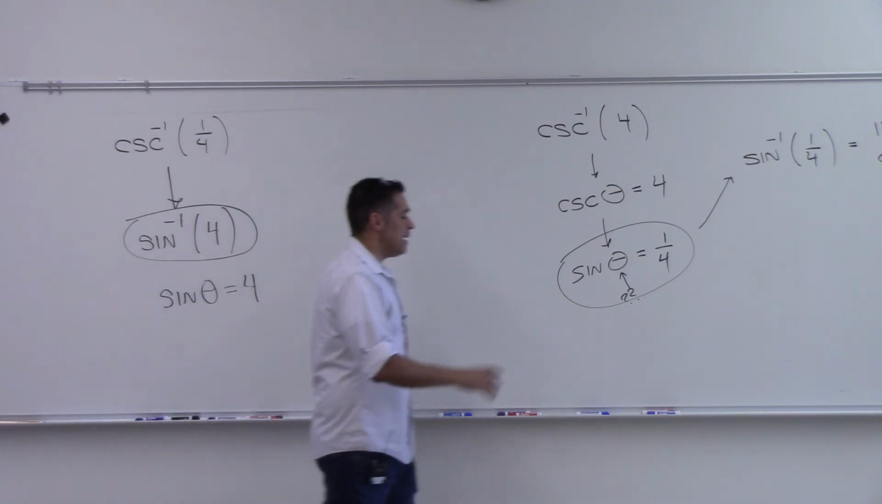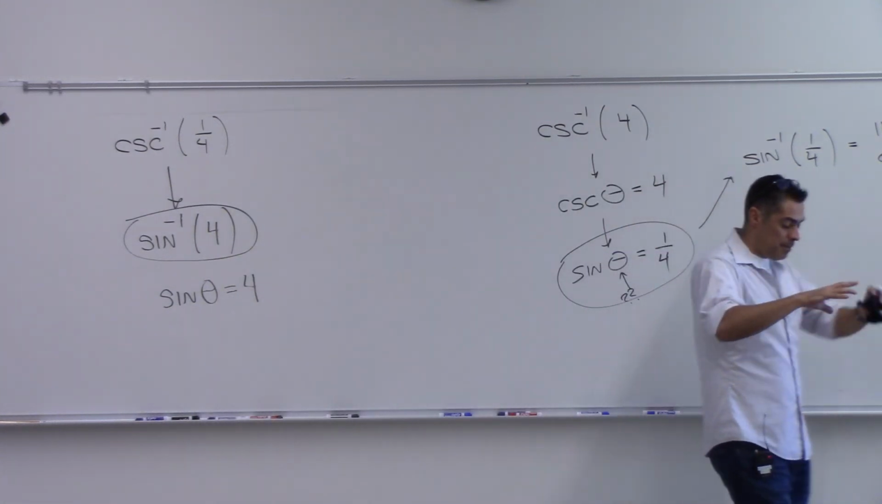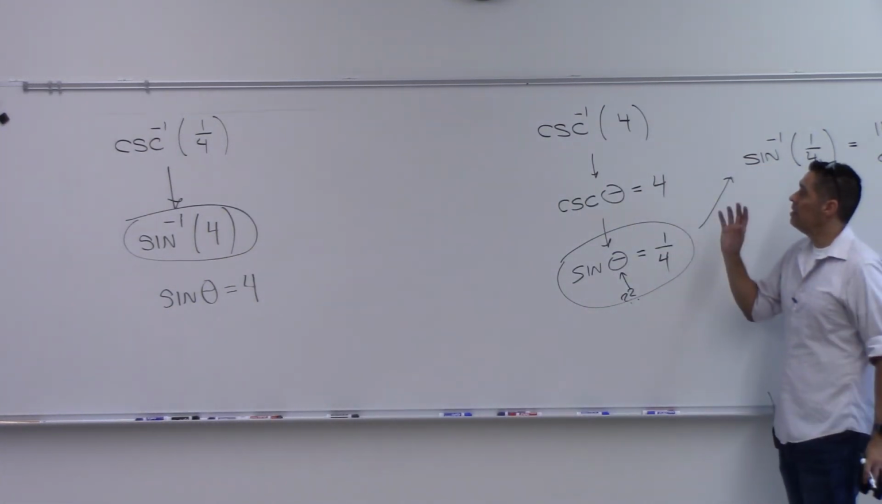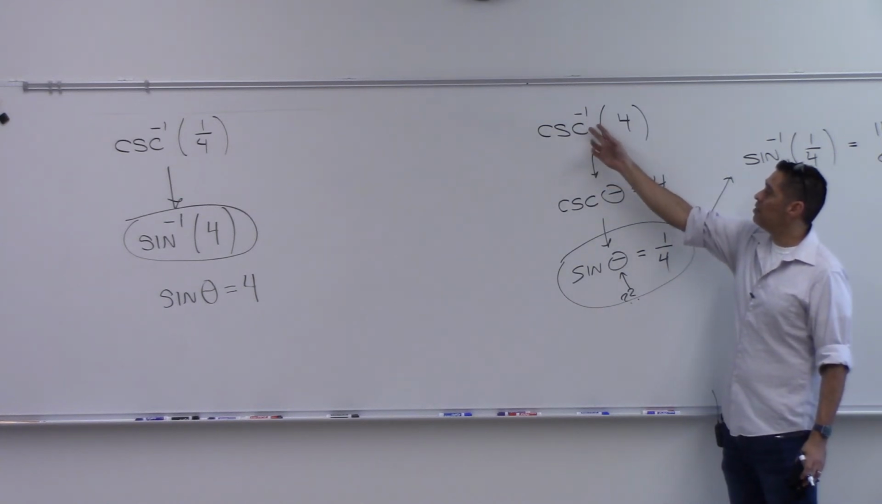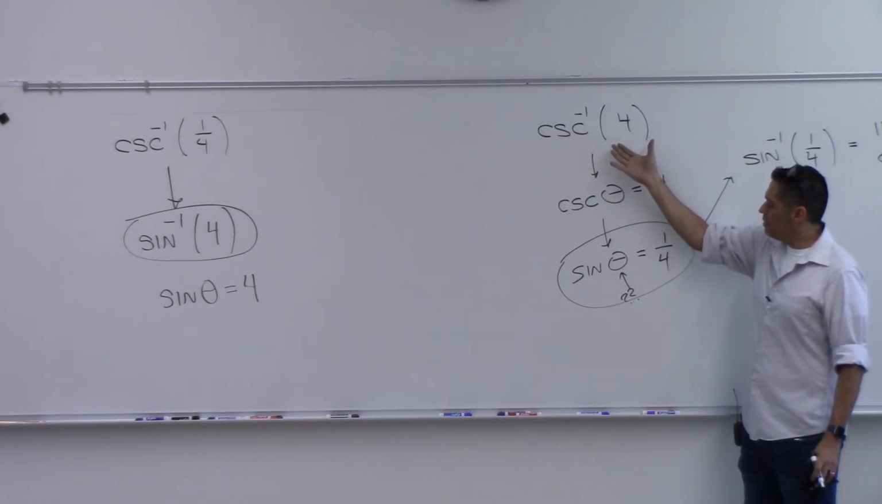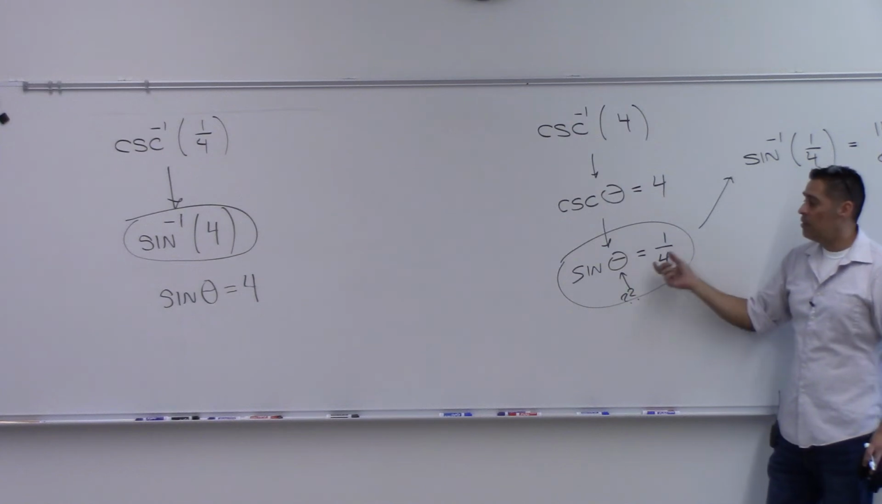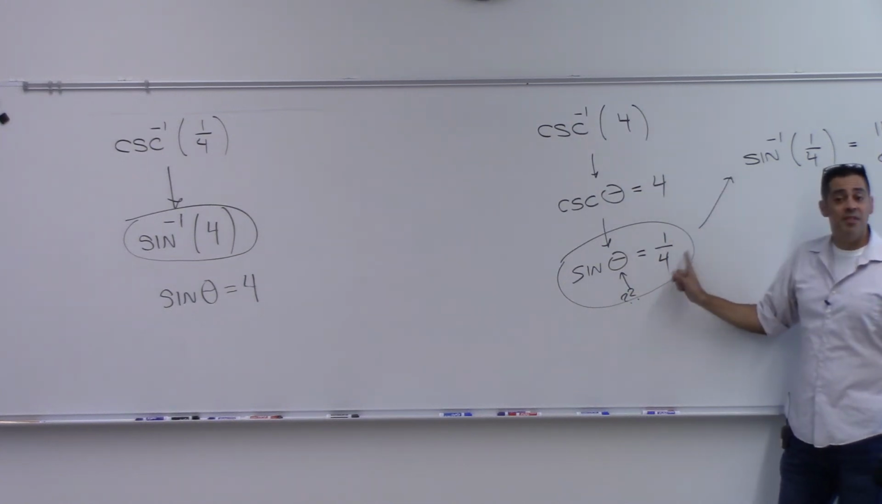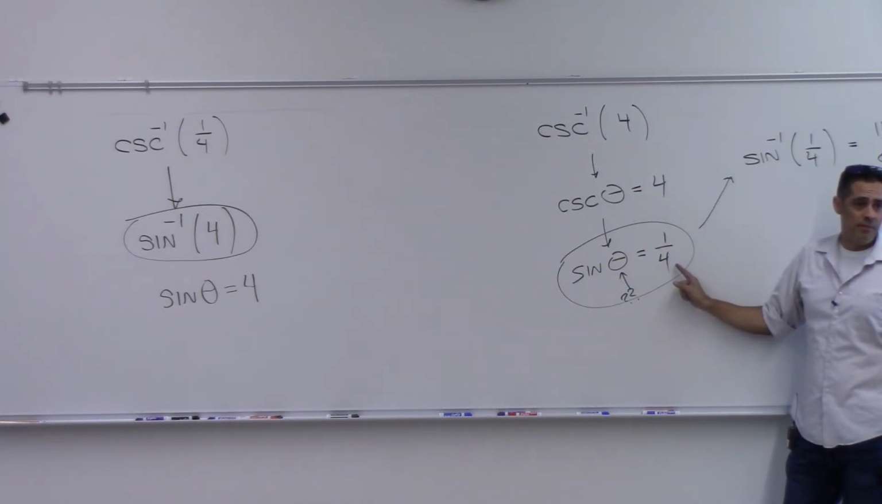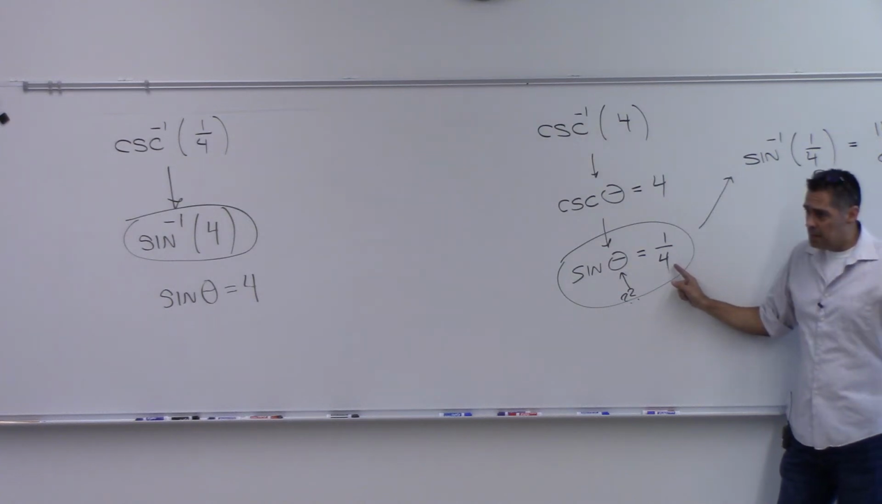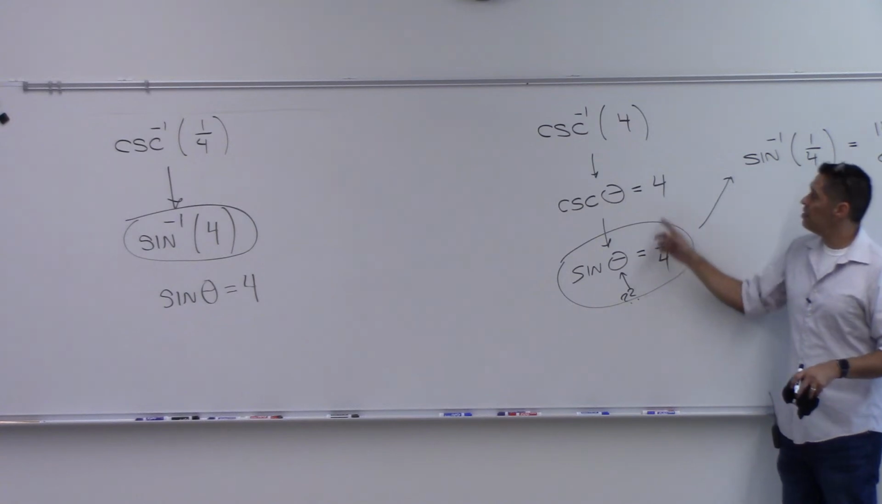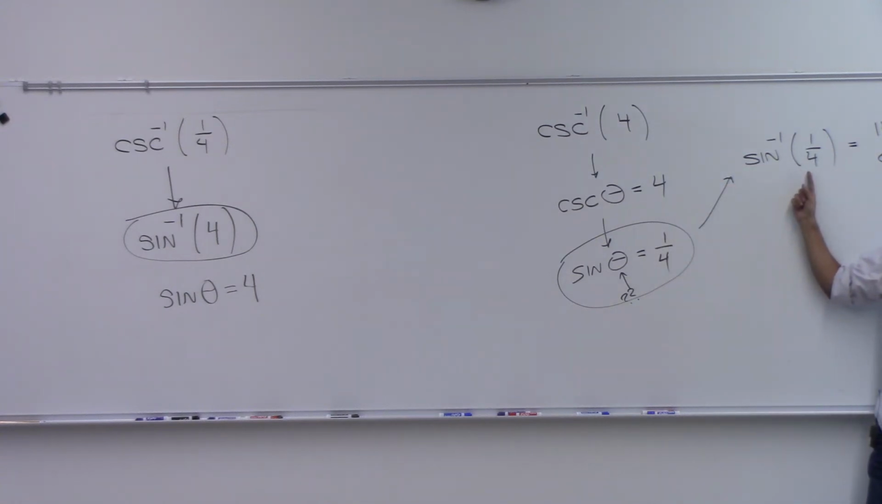If you want to take anything away from this, the big picture is this. If you're asked for cosecant inverse of something, the first thing you do is convert it over to sine of some angle is the reciprocal of that, and you see if you recognize this off the unit circle. If you do, then you just tell me what the angle is. If you don't recognize this, then you switch it over to sine inverse and use your calculator. Okay?